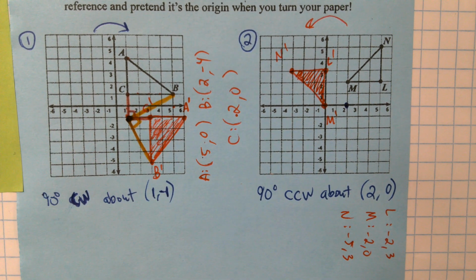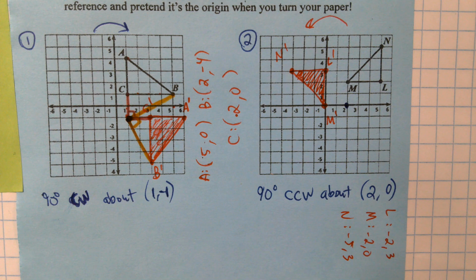Right? So it doesn't look as mirror-y or symmetrical when we rotate. It is still up in that second quadrant, but it's turned in reference to 2, 0, not 0, 0, right? And we can kind of see that.